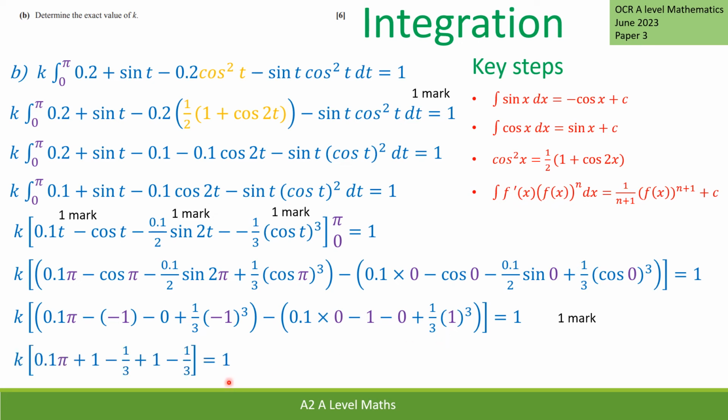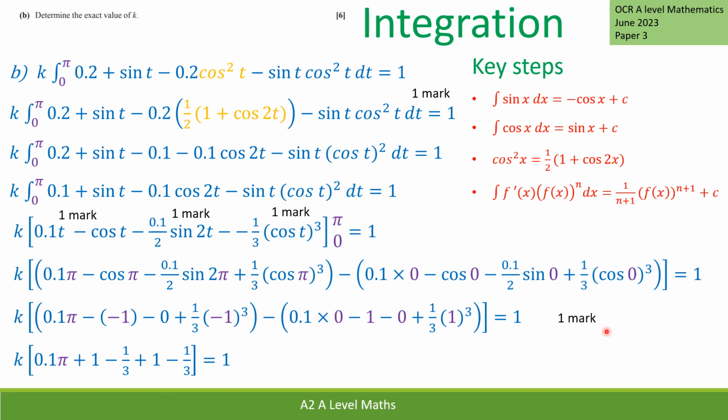So that will leave me with k lots of 0.1 pi. I've got a 1 here from the front, minus a third. I've got a minus times the minus gives me a plus 1, and then the minus times the plus gives me the minus a third. So 1 plus 1 is 2, minus a third is minus 2/3, and that will equal 1.